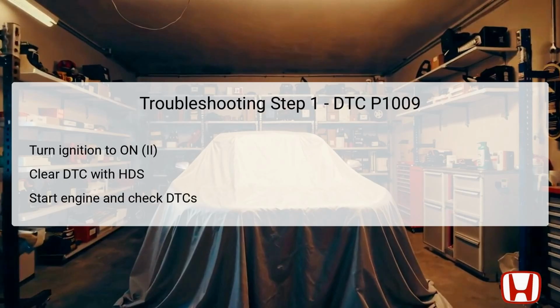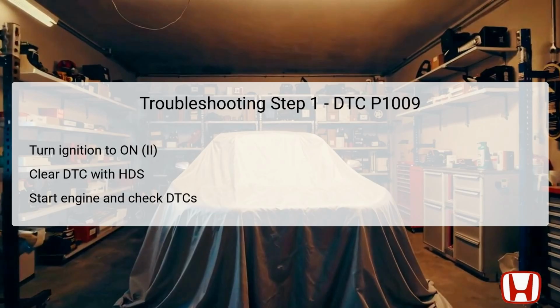Begin troubleshooting DTC P1009 by turning the ignition switch to the on position, also referred to as the II position. This action powers up various electronic systems, enabling diagnostic tools like the Honda Diagnostic System, HDS, to function. Next, use the HDS to clear any stored DTCs. This step ensures that only current information is analyzed, providing clarity in troubleshooting.